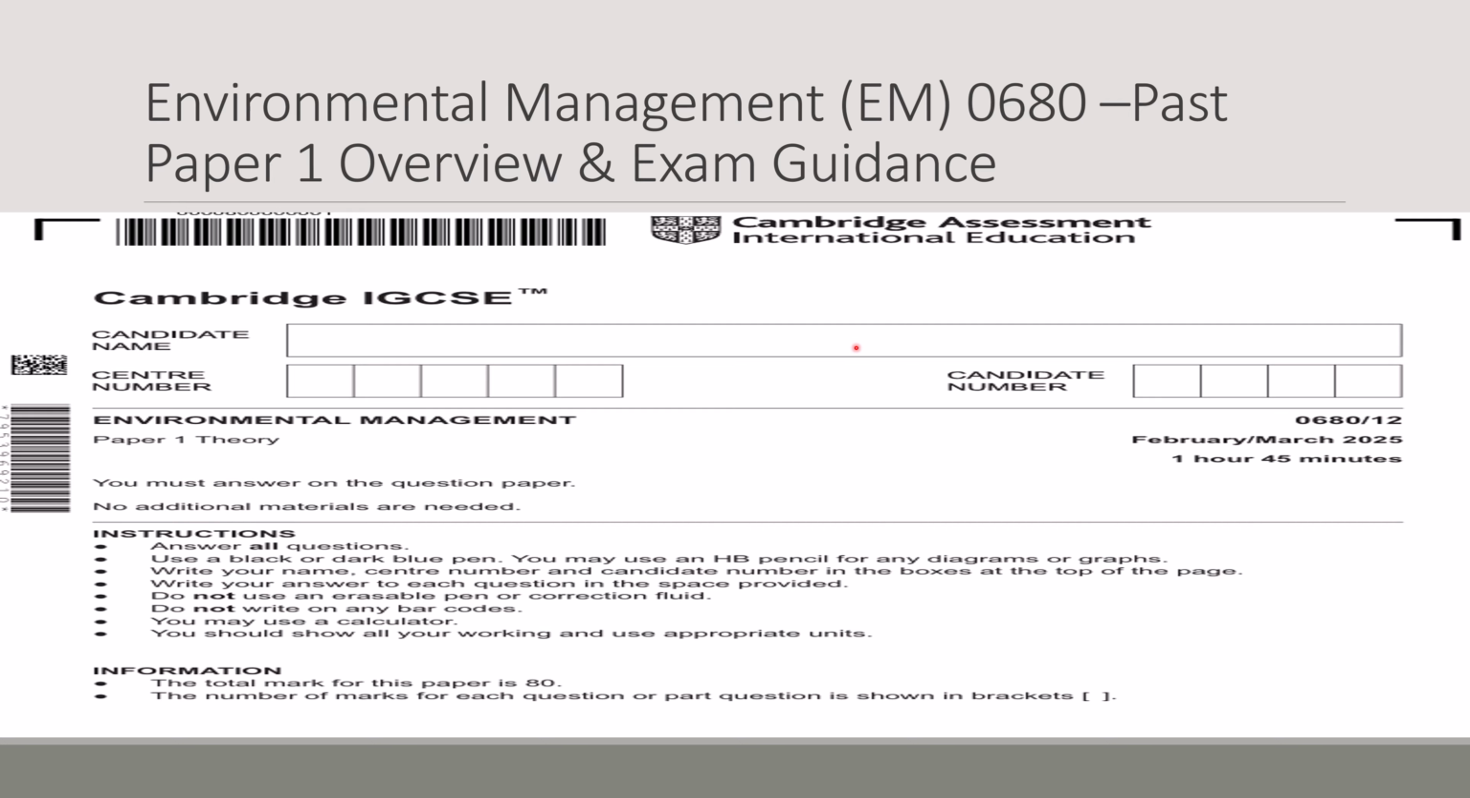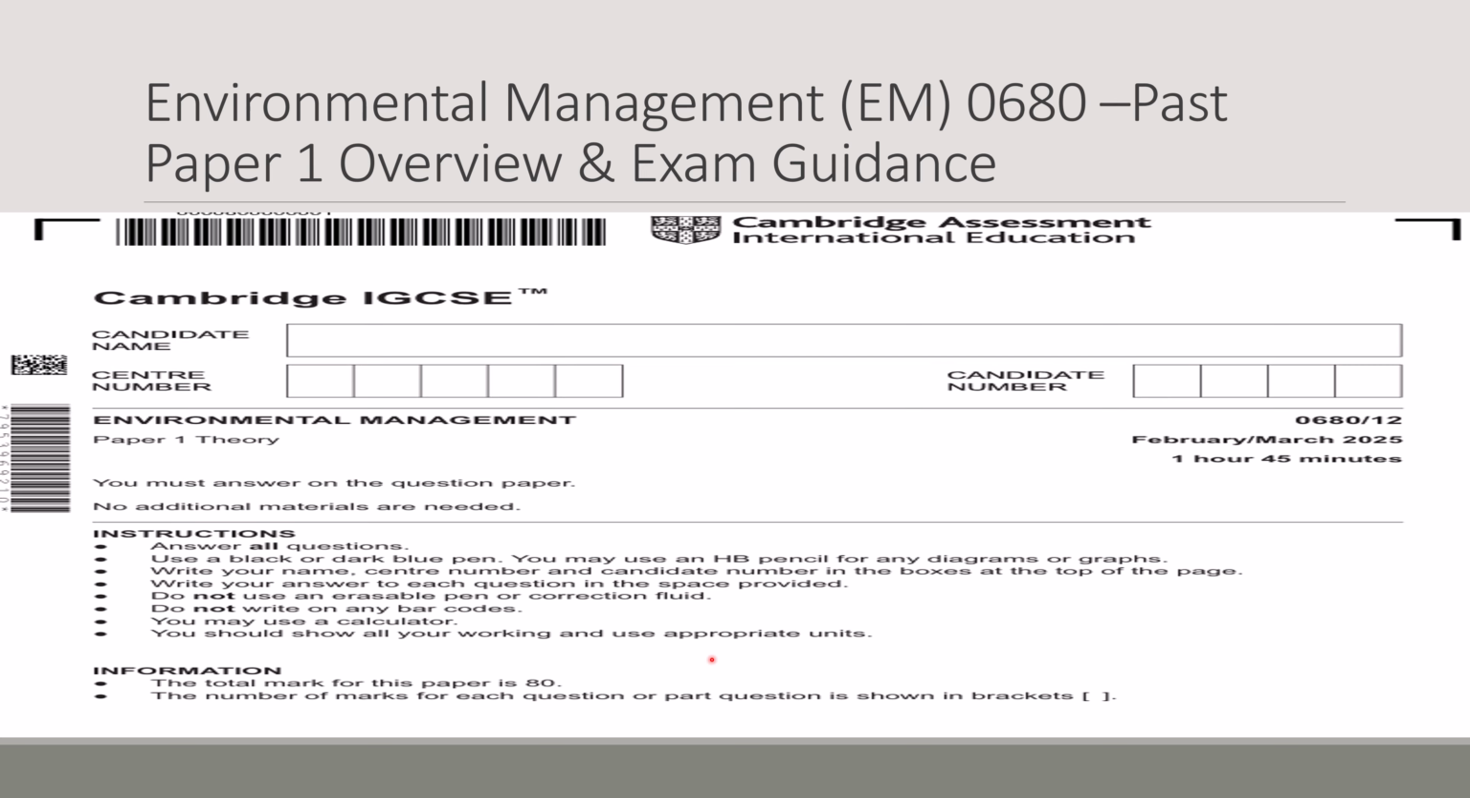On the first page, you will find the following important information: paper details. Paper: Environmental Management, code 0680 and 12, Paper 1, and the paper type is theory. The time allowed for this paper is 1 hour 45 minutes. Total marks for this paper is 80 marks. This information tells you how much time you have and how carefully you must manage it.